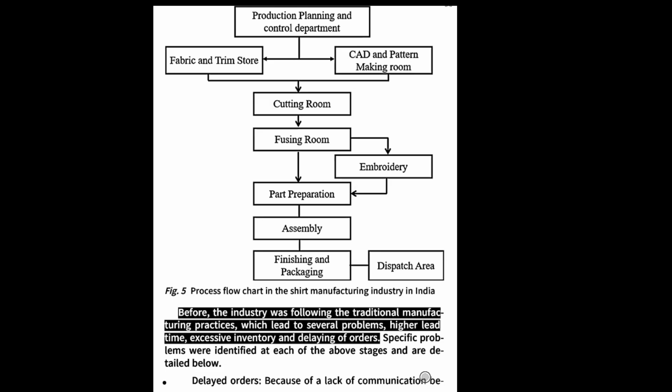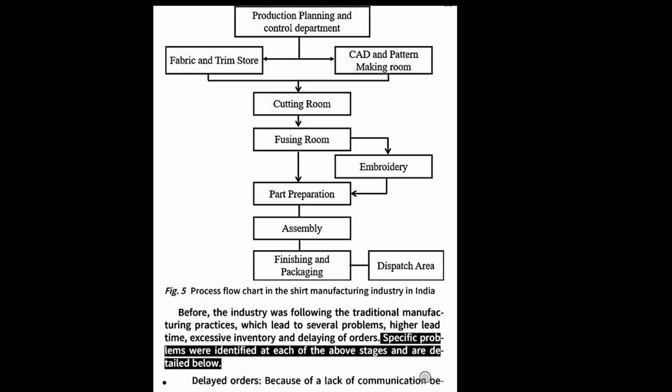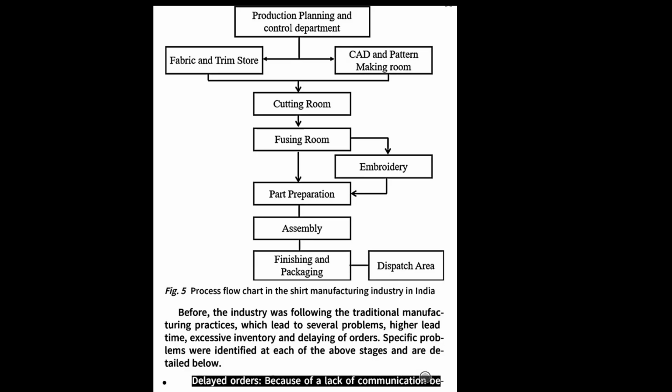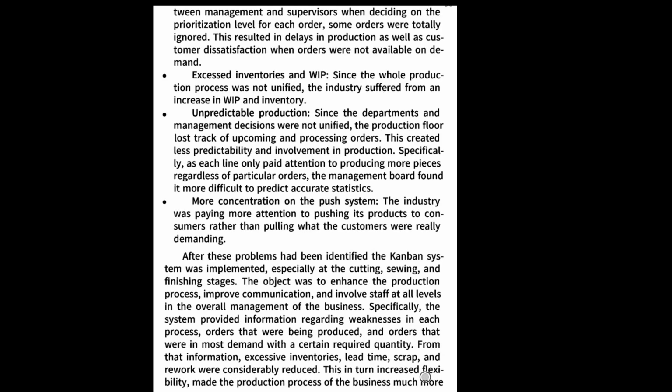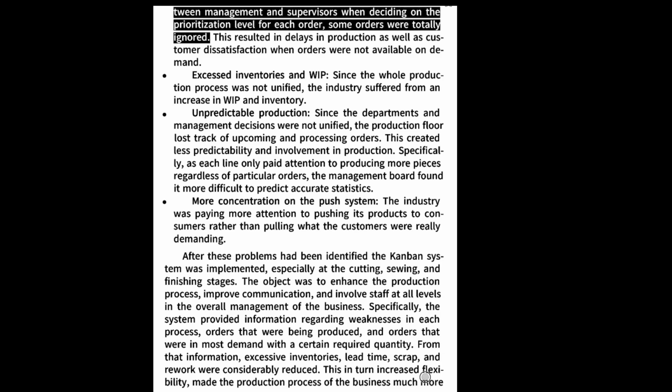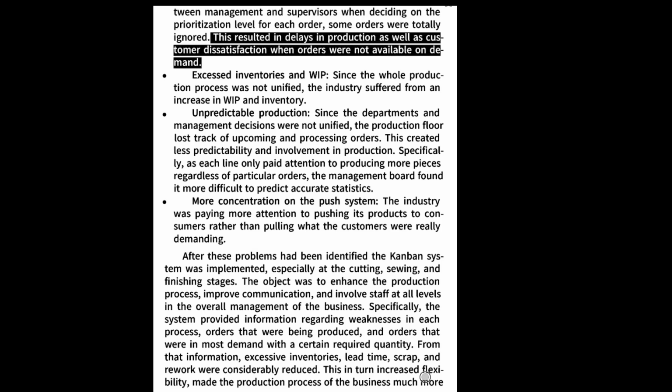Before, the industry was following the traditional manufacturing practices, which led to several problems: higher lead time, excessive inventory and delaying of orders. Specific problems were identified at each of the above stages and are detailed below. Delayed orders. Because of a lack of communication between management and supervisors when deciding on the prioritization level for each order, some orders were totally ignored. This resulted in delays in production as well as customer dissatisfaction when orders were not available on demand.